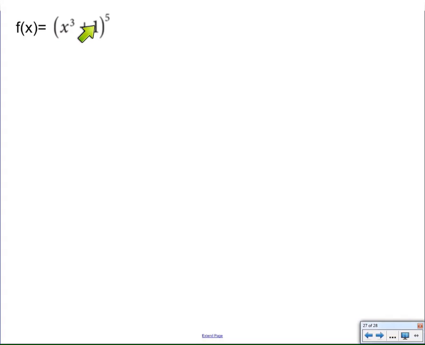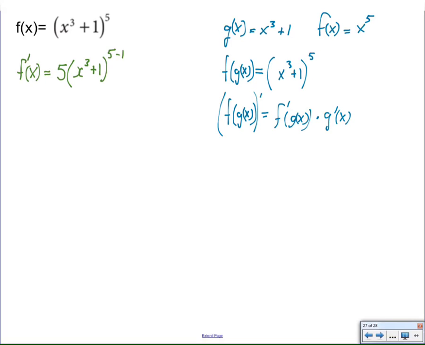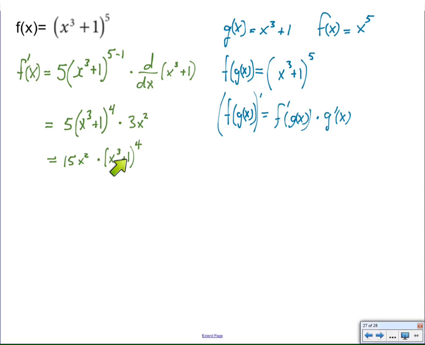Another example. This time, though, we notice that the inner function is not linear, so it's going to require something a little bit more complicated than we've seen. And here, g of x equals x cubed plus 1, f of x equals x to the fifth. And so here we have (x cubed plus 1) to the fifth. The derivative of the composite is equal to the derivative of the outer times the derivative of the inner. So 5 minus 1, derivative of the inner function. The derivative of x cubed plus 1 turns out to be 3x squared. So multiply 3x squared times 5, you get 15x squared, times the inner function to the fourth power, 1 power reduced from before.